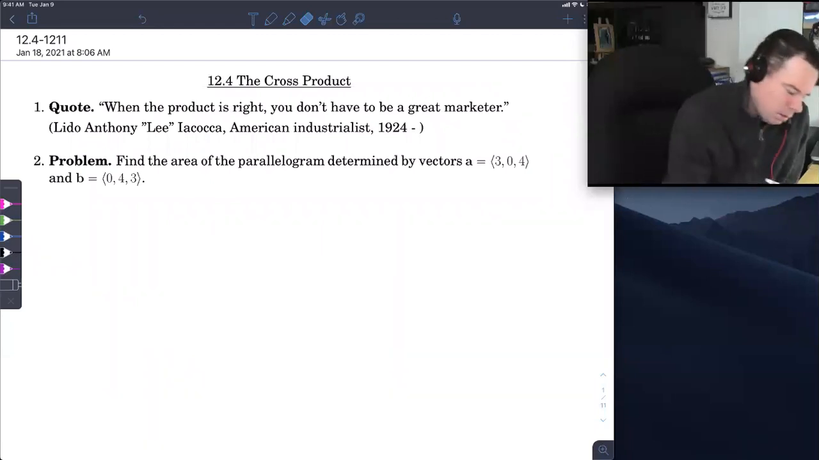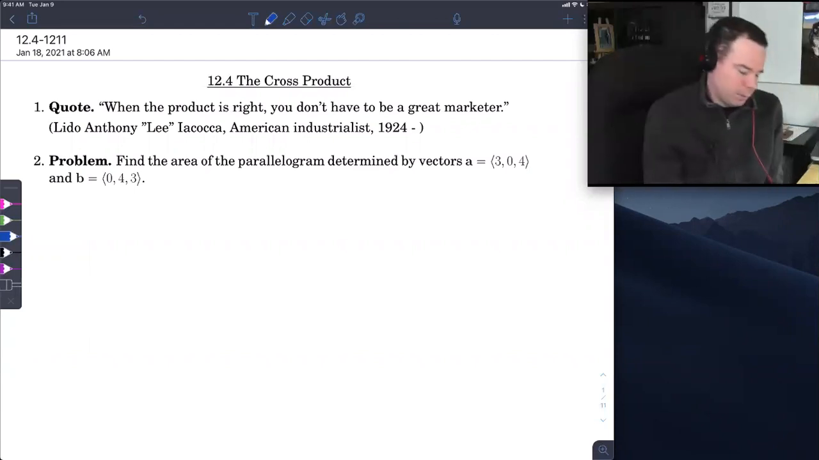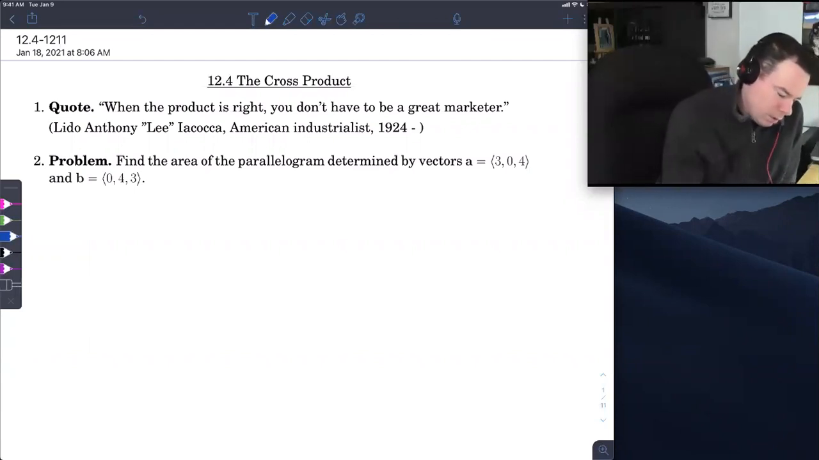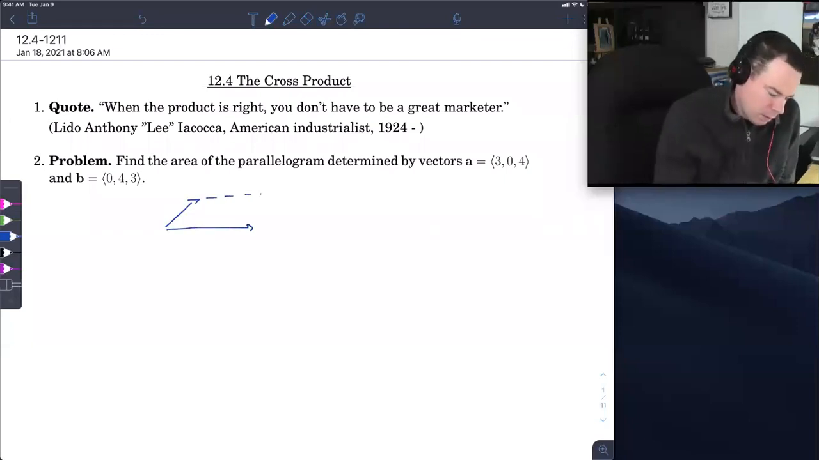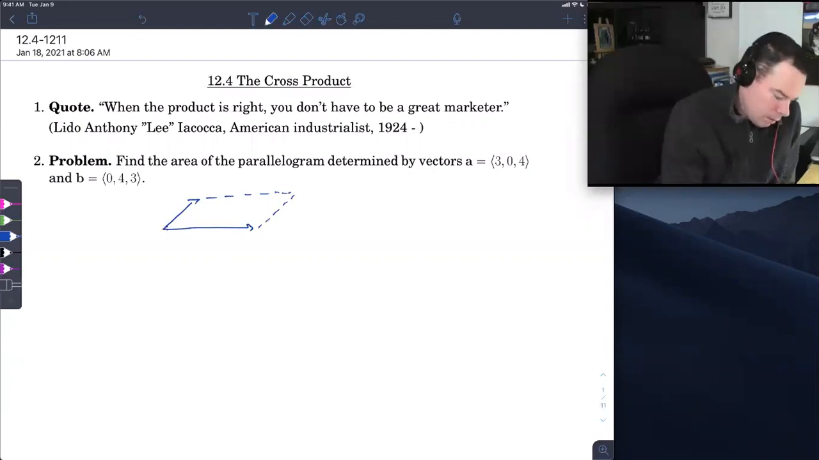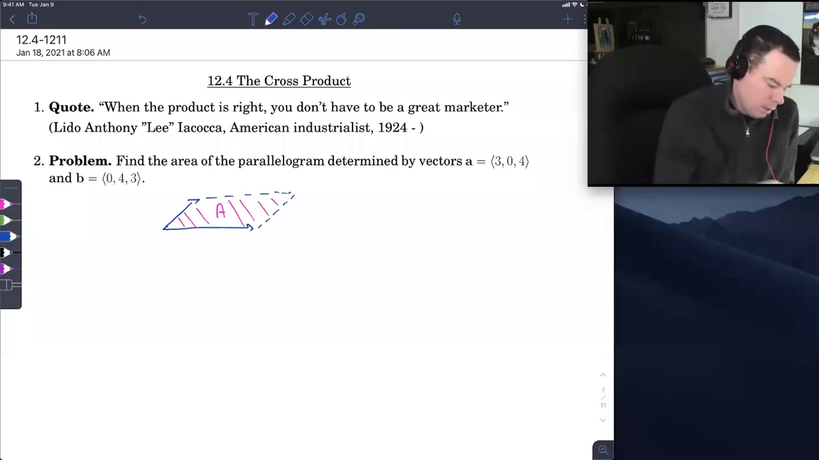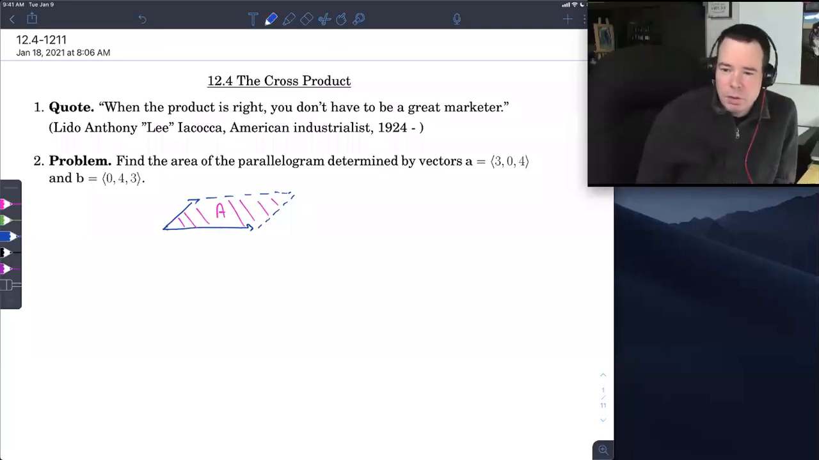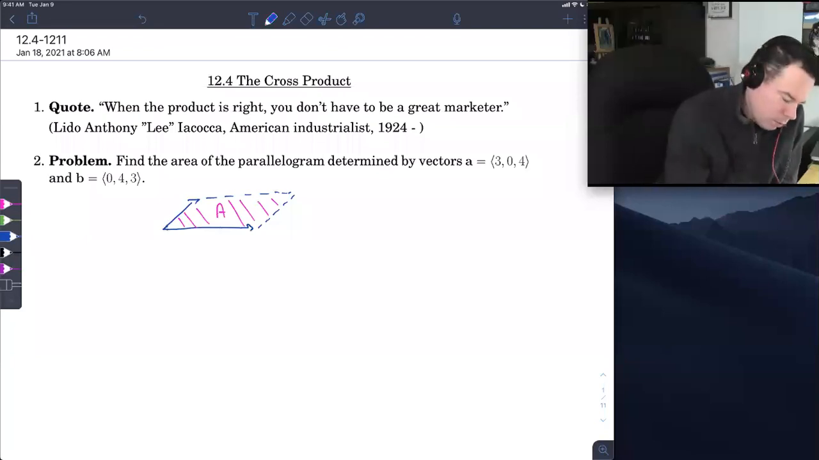So let's look again at the motivating problem for the cross product. The idea is we've got two vectors. They form, or they can form, some sort of parallelogram. And that parallelogram has an area, which we'll call A. And we'd like to know how to determine the area of that parallelogram. How can we compute it?